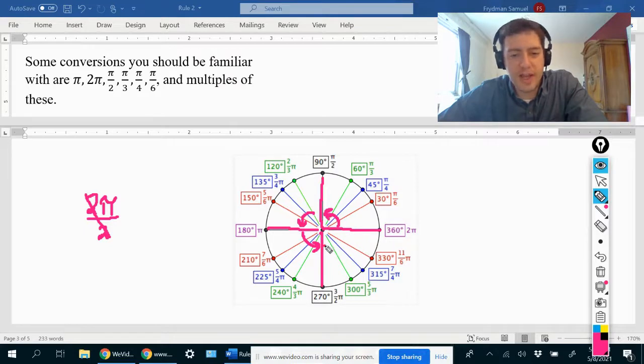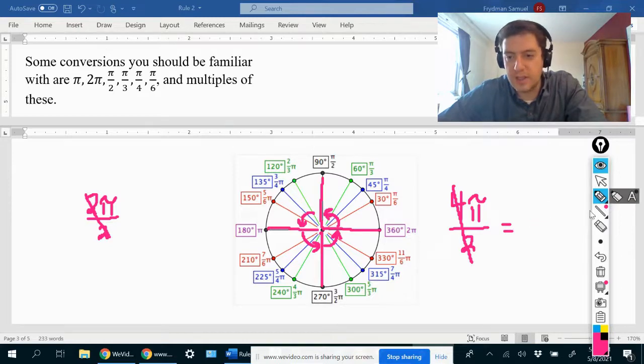And then if I were to add another pi over 2 radians, now I have 4 pi over 2. Then 4 divided by 2 is 2. So this is equal to 2 pi, right? So if I have pi over 2 four times, then pi over 2, 2 pi over 2, 3 pi over 2, 4 pi over 2, which is just the same as 2 pi, because 4 divided by 2 is 2, then that's 360 degrees.